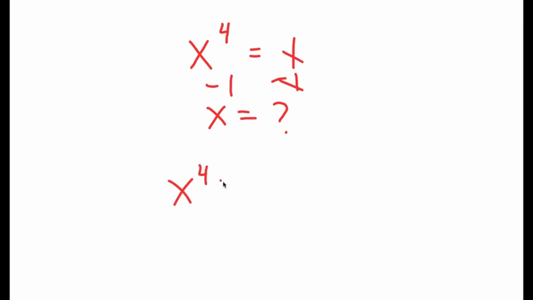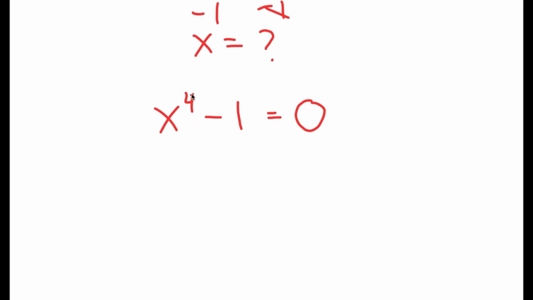Alright, so in this video, I'm going to solve the equation x to the power of 4 is equal to 1. So to solve this, I need to find the value of x. So I'm going to subtract 1 on both sides. So I get x to the power of 4 minus 1 is equal to 0.